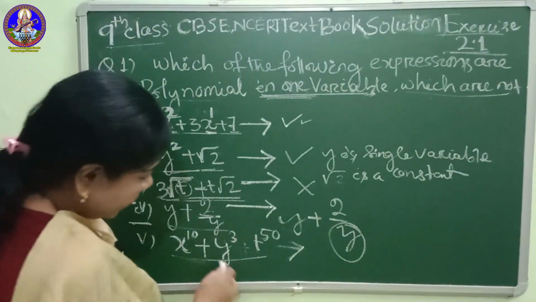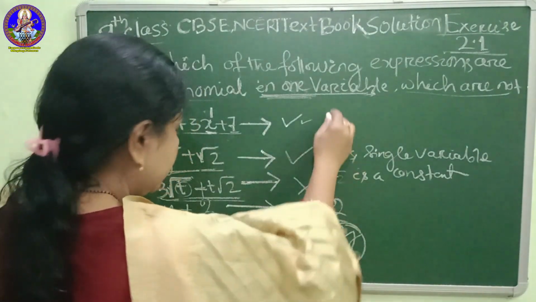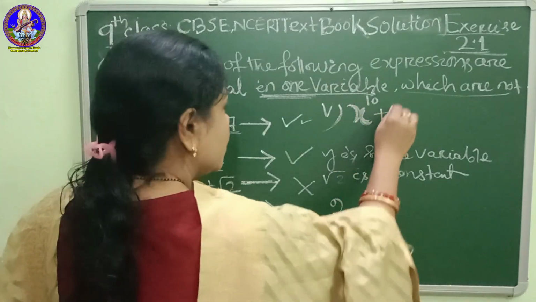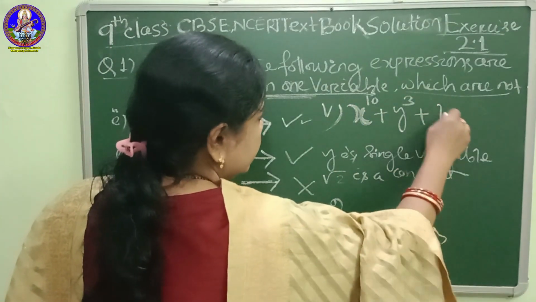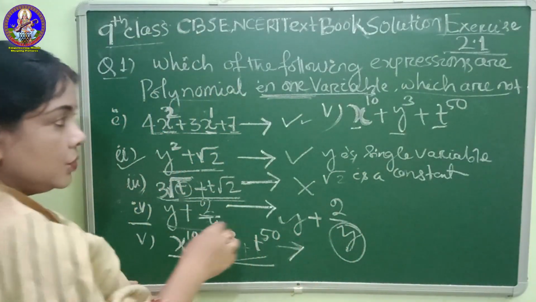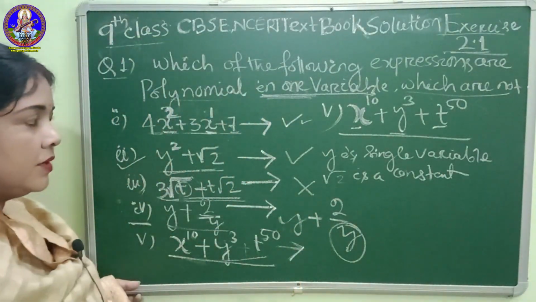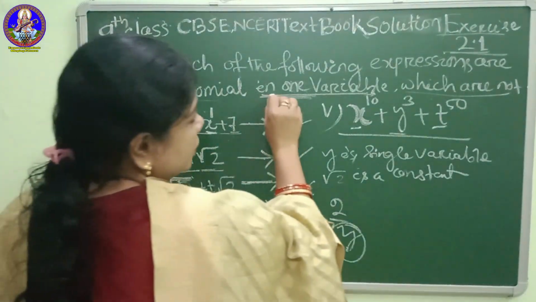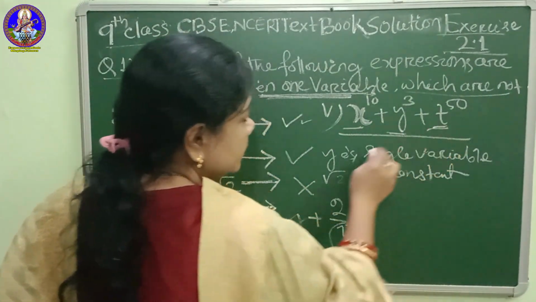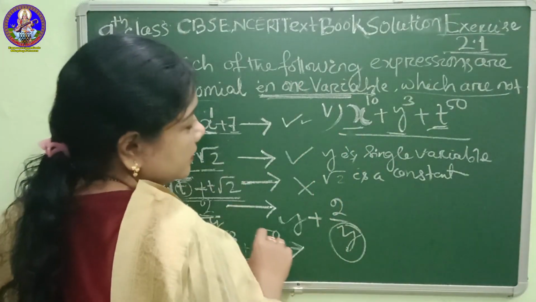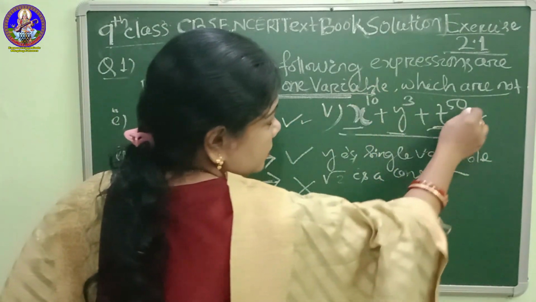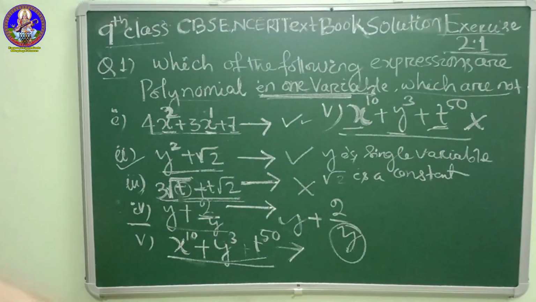Similarly, here is another expression, the fifth one. Here I am writing again: x to the power 10 plus y to the power 3 plus t to the power 50. Now see, x, y, t are variables. Though this expression would be a polynomial, in this case we have to check whether it contains one variable or not, because this expression contains 3 variables, which does not satisfy the question's condition. So according to this question, this is also not a polynomial.